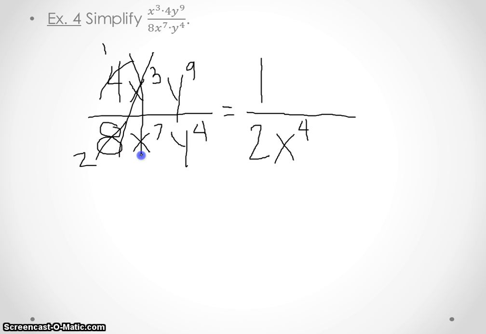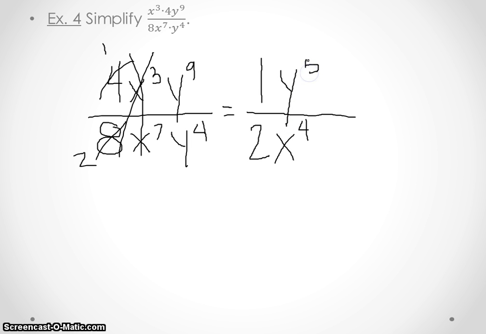I like to also just cross stuff out as I work, just so I make sure I don't hit it again. All right, now we have y to the 9th over y to the 4th. That means if we're dividing our bases, we subtract our exponents. So we get y to the 9 minus 4, so y to the 5th, and that's a positive, so I end up with that guy upstairs.